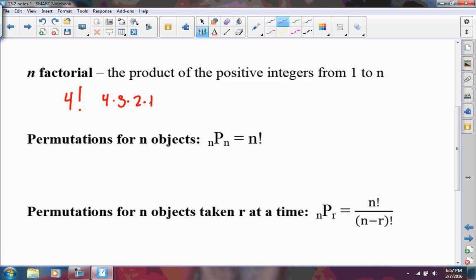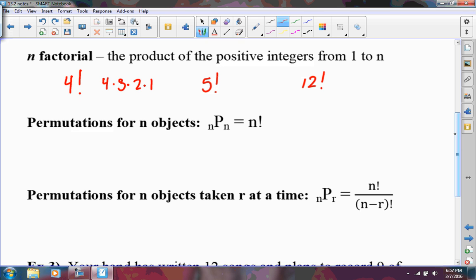So 4 factorial is the same as 4 times 3 times 2 times 1. And that's what we did in the previous example. In example 1, we did 5 times 4 times 3 times 2 times 1. So that would be written 5 factorial. Or you could have 12 factorial. Or you could have a million factorial. Okay? Now there's two ways that we can think of these permutations.